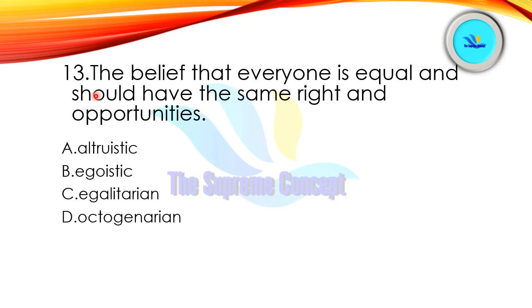Question number 13. The belief that everyone is equal and should have the same right and opportunities. And these are the four options: altruistic, egoistic, egalitarian, octogenarian. So pick out your answer. Yes, you're right. Option number C, egalitarian, is the correct answer here. Egalitarian means who believes that everyone is equal and should have the same right and opportunities.